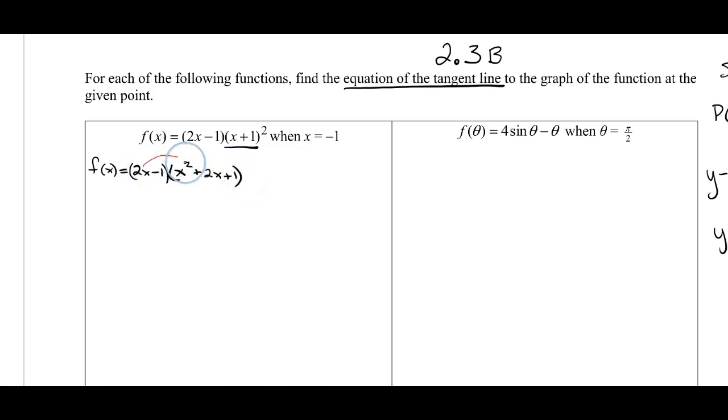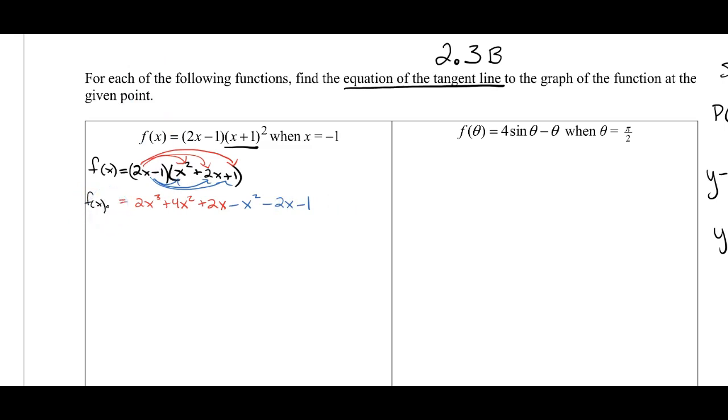Then I need to distribute my 2x. 2x times x squared is 2x cubed. 2x times 2x is 4x squared. And 2x times 1 is 2x. Then I'll distribute my negative 1: minus x squared, minus 2x, and minus 1.